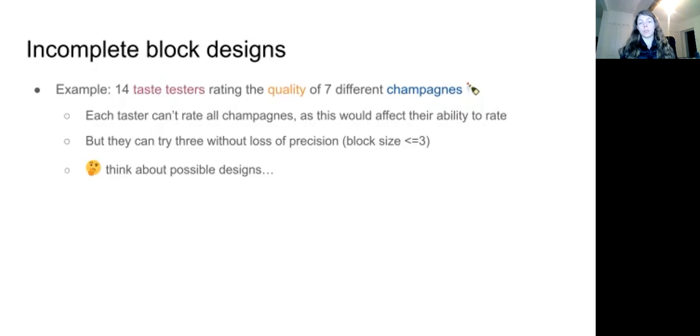The rater's ability to rate the champagne declines after they've tried more than 3 champagnes. But they can try up to 3 without any loss of precision in their ability to test. Thus, we define the block size and the maximum number of champagnes that can be assigned to any one taster as 3. So I'd like you to pause now and briefly consider what sort of experiment could you design when you have 7 champagnes and 14 taste testers?